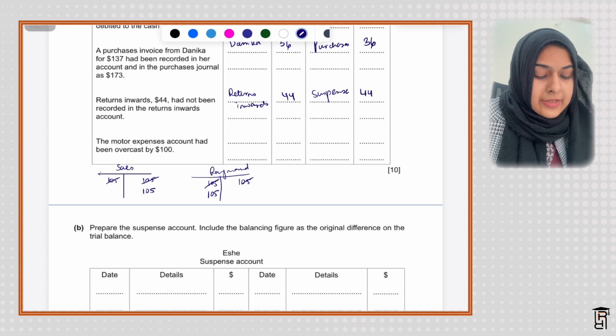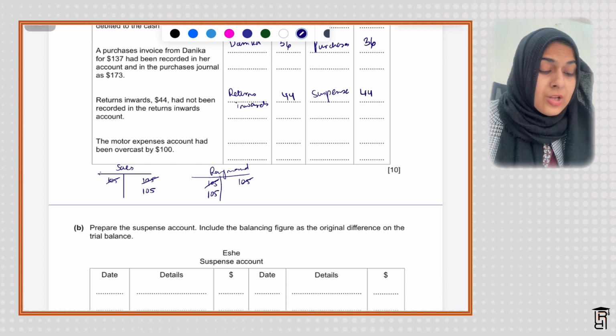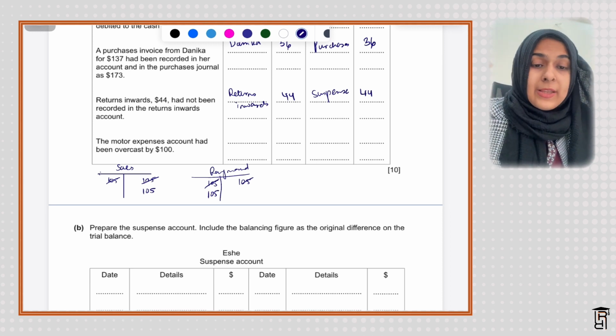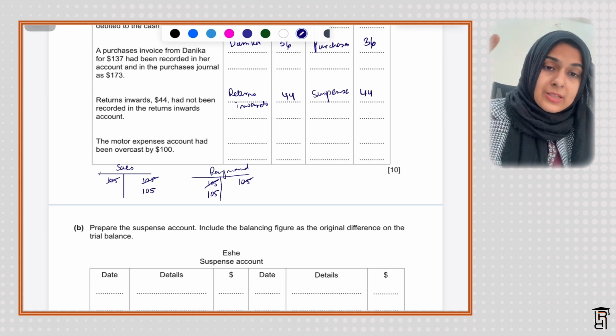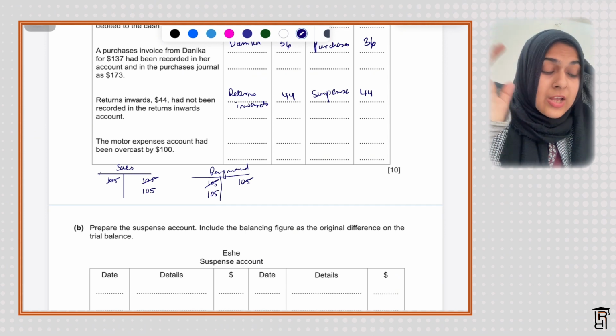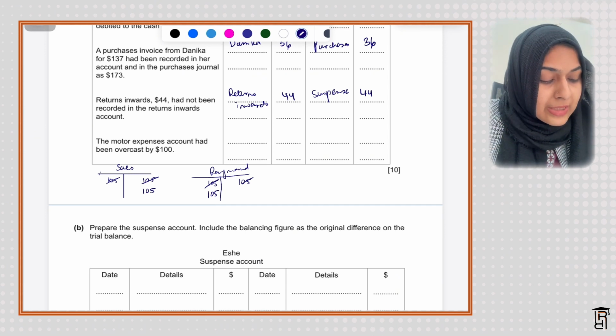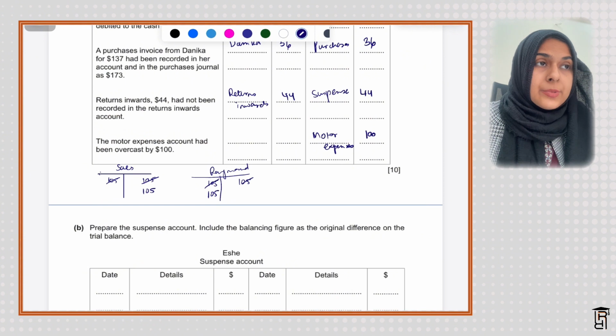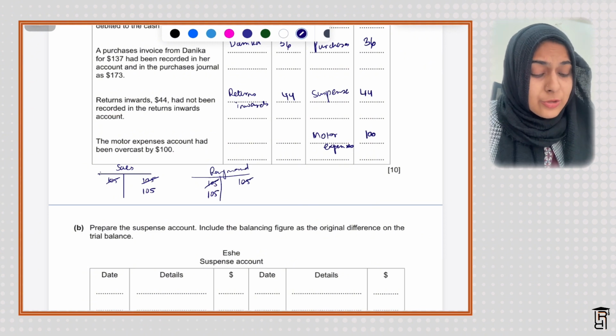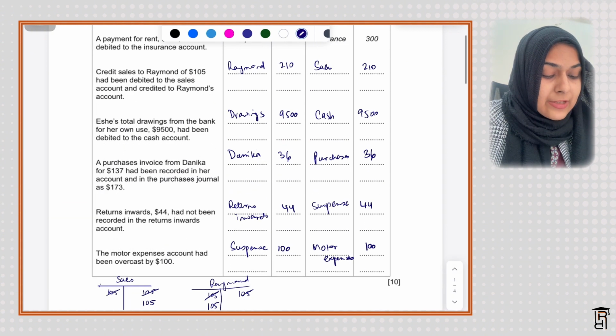The next error here says the motor expenses account had been overcast by 100. If you over record expenses, that means you debited the motor expenses account by 100 extra. So now you credit the motor expenses account to remove the effect of $100. And to bring the motor expenses down to the correct amount, because they have recorded 100 extra in the motor expenses account, you debit the suspense account by 100. So now in two of these entries we have suspense.